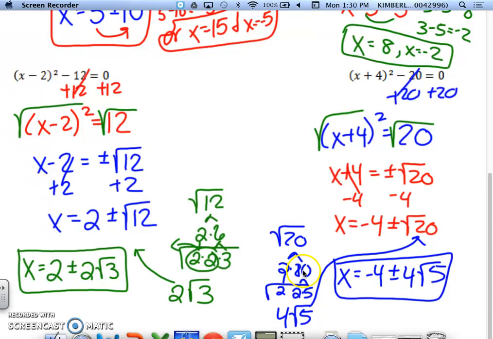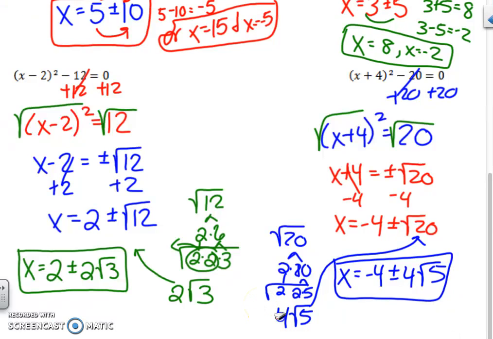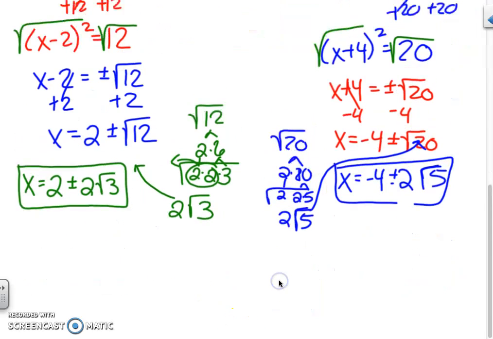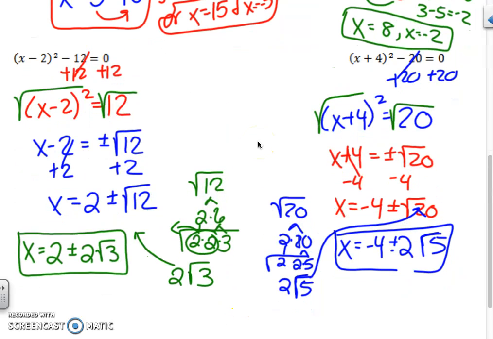20 is 2 times 10, which is 2 times 5. So I had a pair of 2's in common, and I should have written it once, and I wrote it twice. So it should be 2 root 5. So all I did was I replaced 2 root 5 with the square root of 20. So your answer was negative 4 plus or minus 2 root 5. Okay? So that is how you simplify square roots and solve them by taking the square root.